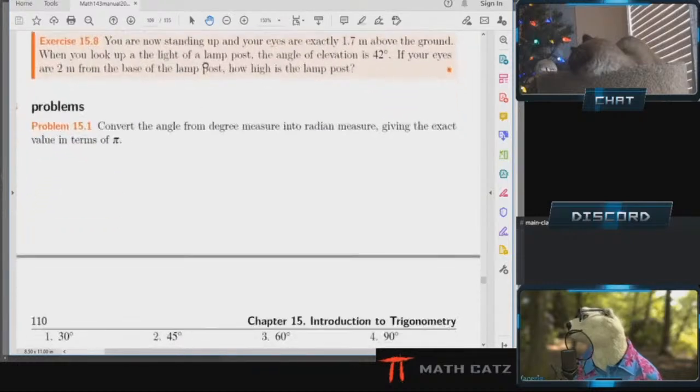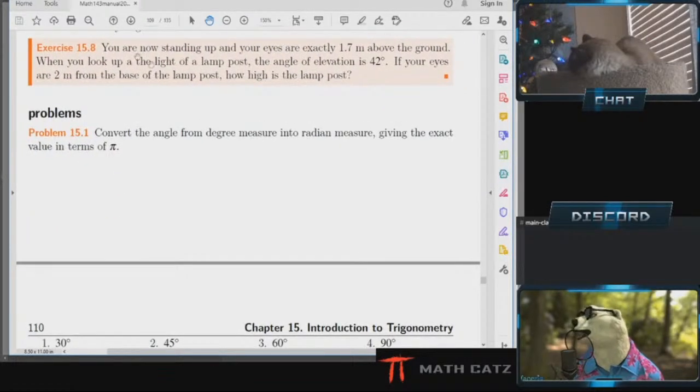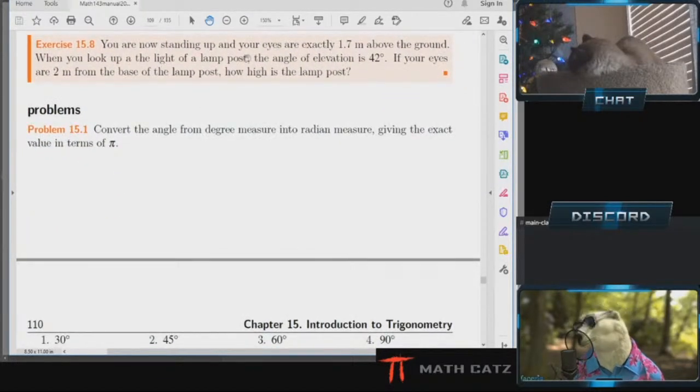Let us read it. Exercise 15.8. You're now standing up, and your eyes are exactly 1.7 meters above the ground. When you look up at the light of a lamppost, the angle of elevation is 42 degrees. It might be a different lamppost. If your eyes are 2 meters from the base of the lamppost, how high is the lamppost?